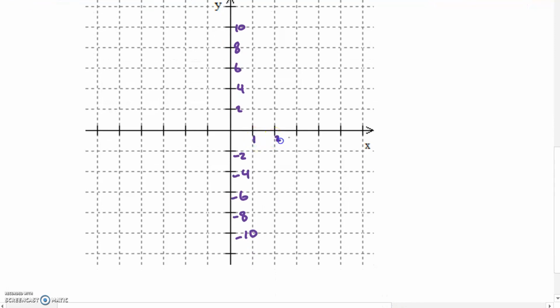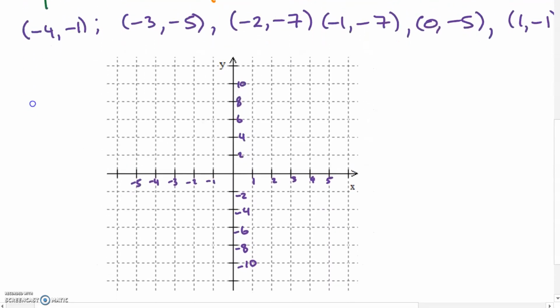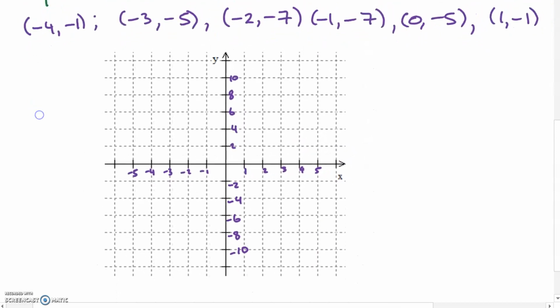Okay, 1, 2, 3, 4, 5, -1, -2, -3, -4, -5. Okay, so let's put on our points again here. -4, -1. Over to -4, down to -1.